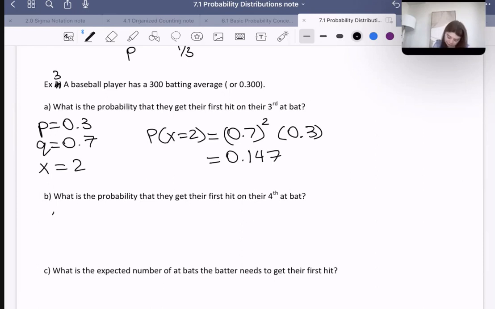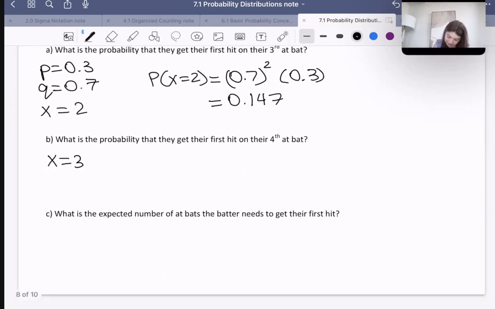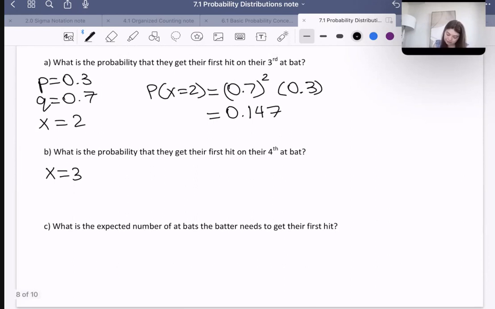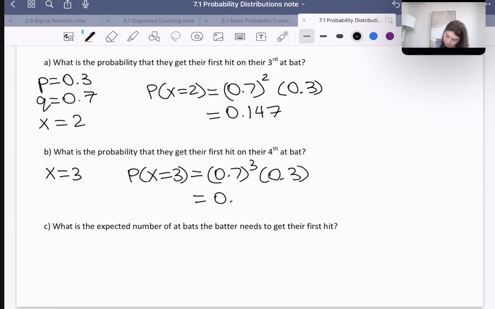Okay, then they're asking, what's the probability that they get their first hit on their fourth at bat? Well, that would mean that they have to get 3 failures first, and then P and Q are the same as above. So let's put those in. And this is going to be 0.1, right? So this one is going to be less. It's less likely that that's going to happen.